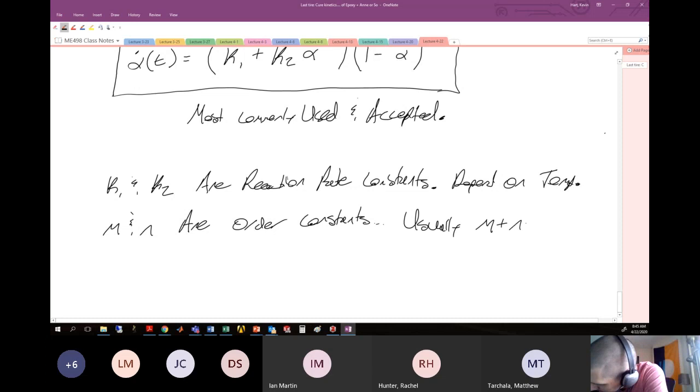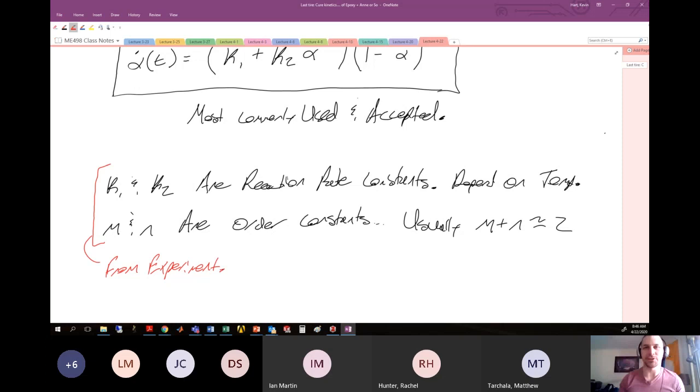All of this information comes from experiment. So you need to run experiments. You need to understand how the heat generates over time to give yourself the degree of cure as a function of time, then start fitting these parameters to that data, right?